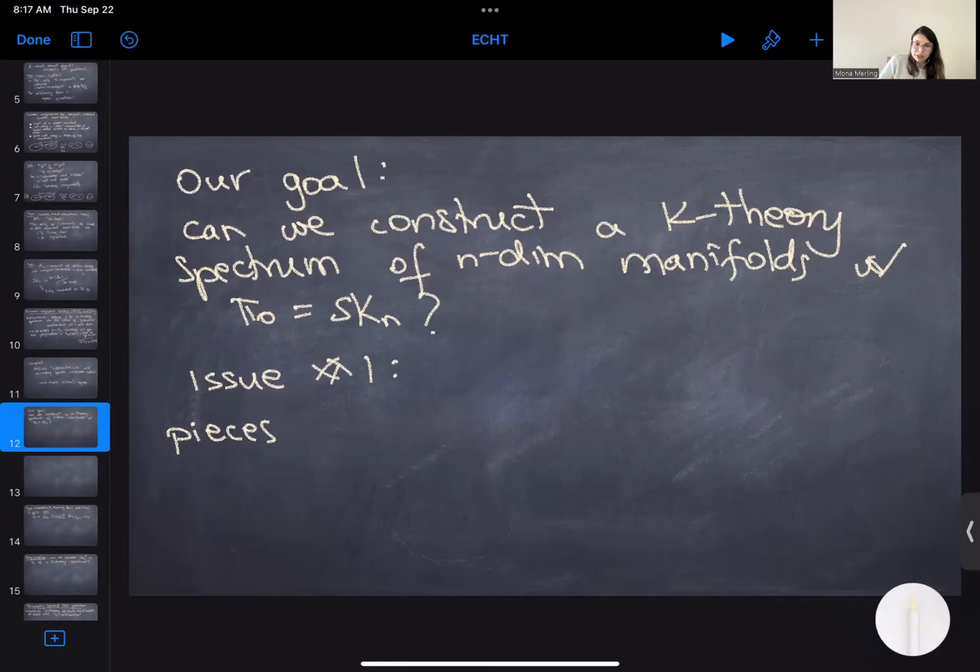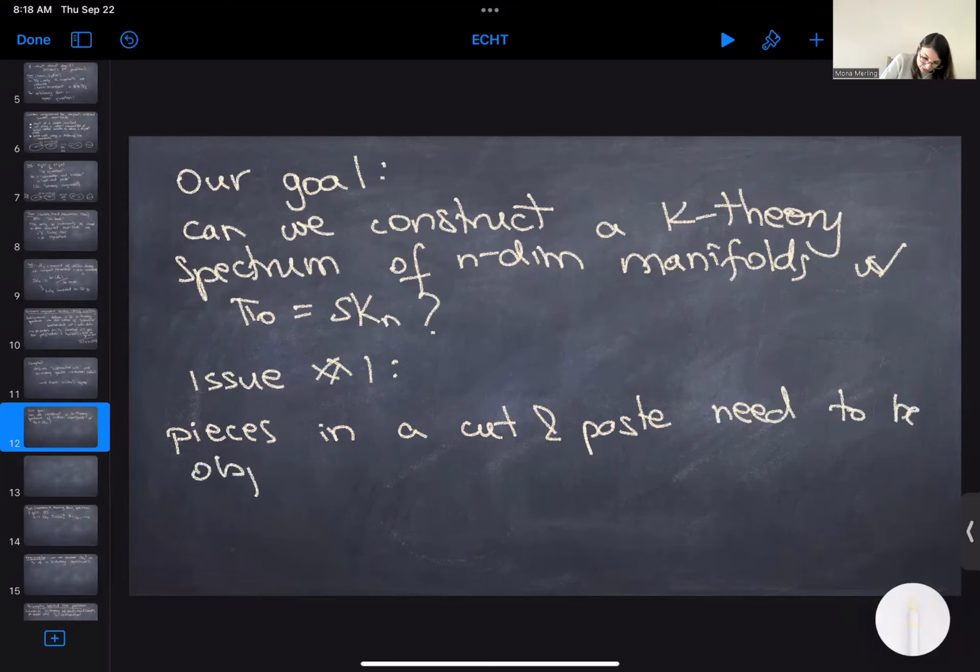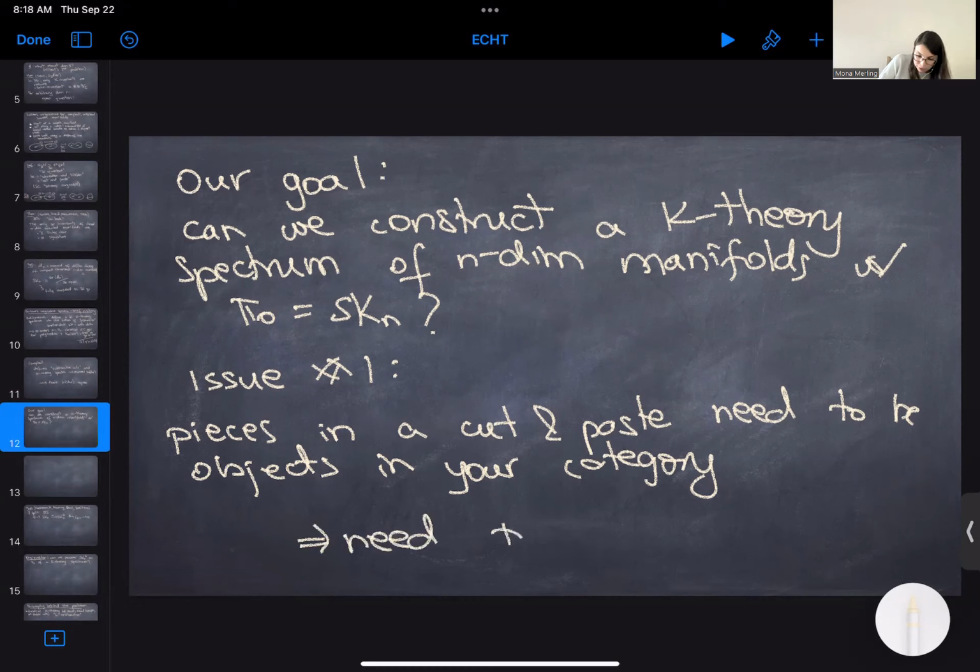But here, the pieces in a cut and paste need to be objects in your category. So as I was saying, classically, the story was for smooth manifolds. If we cut a smooth manifold into two pieces, the pieces are now manifolds with boundary. So if we want to make this work, we need to work in M_n with boundary.